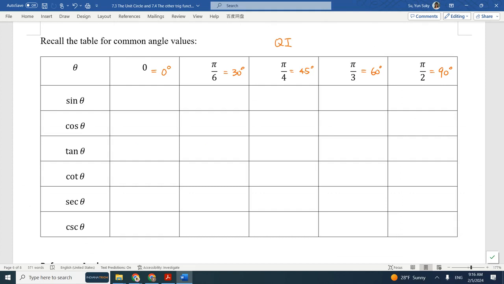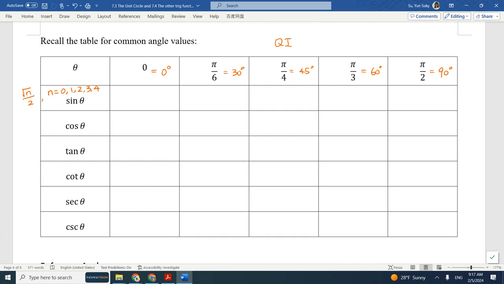Okay, the first row for sine theta. Remember the pattern: square root of n over 2, and you let n be 0, 1, 2, 3, 4. This is the pattern. Okay? Remember this pattern, then we can take care of all the values in the first row.